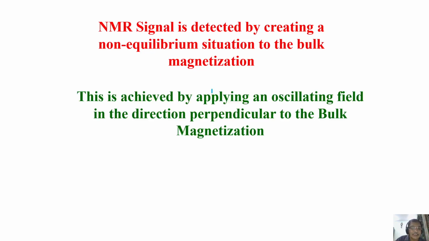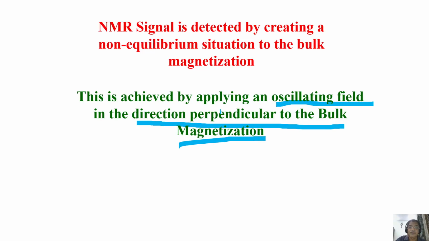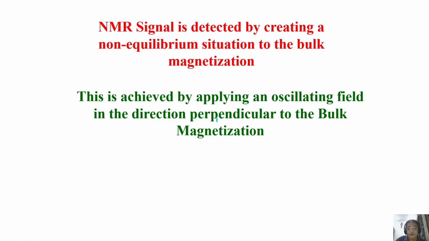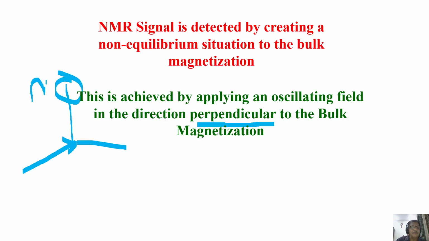You can achieve this by applying an oscillating field in a direction perpendicular to the bulk magnetization. Please remember, you have to apply it in the direction perpendicular to the bulk magnetization. What does it mean? Bulk magnetization is along the z-axis, so you have to apply the oscillating field along either the x-axis or the y-axis, because magnetization M0, Mz is along the z-axis.